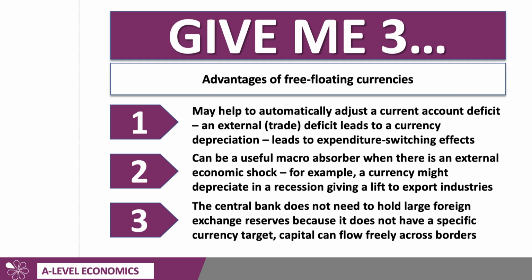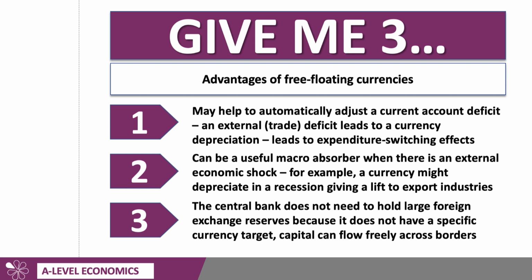That then leads to expenditure switching effects. What we mean by that is the relative price of exports overseas goes down, the domestic price of imports goes up, and in theory, that might improve the trade balance over time. You'd need to link that to your notes on the J-curve and the Marshall-Lerner condition.